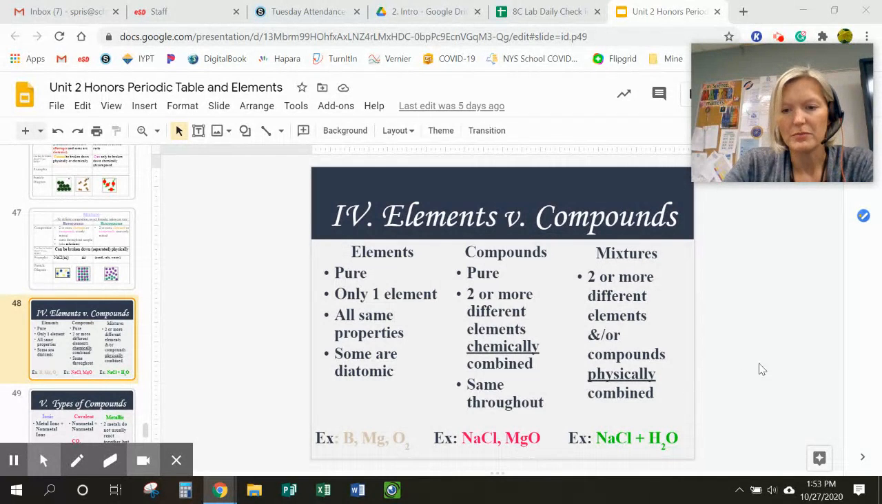And then our other is mixture. Two or more different elements and or compounds physically combined. So we're going to mix that salt in the water. Now this is just an overview of what you did on the last two slides. Okay? And we're going to get into types of compounds next.